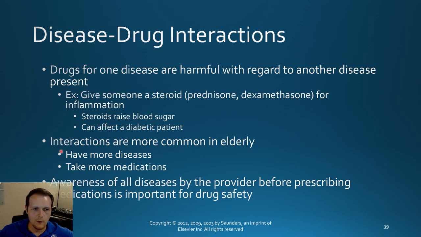And again, interactions are always going to be much more common in the elderly because they have more diseases and thus take more medications. You can find some elderly patients who are taking 12, 15, 20 medications, all for, say, 8 different disease states. It's really important to remember that. And again, this is why you need to make sure you get up-to-date medication lists for your patients, especially if they're seeing multiple providers.